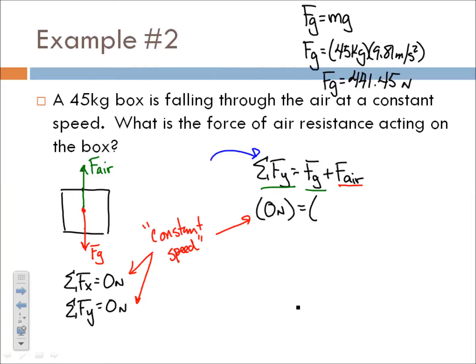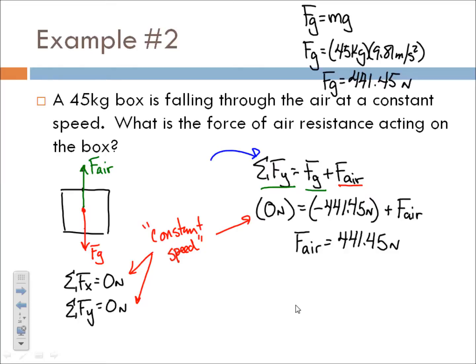In my picture, the gravitational force is pointed downward. So I'm going to use a negative 441.45 newtons, all right? And after a little bit of algebra, I determined that the air resistance is pointed upward with 441.45 newtons, all right?